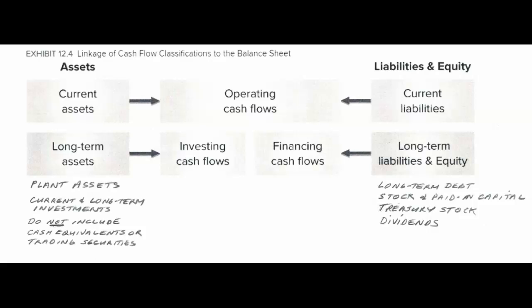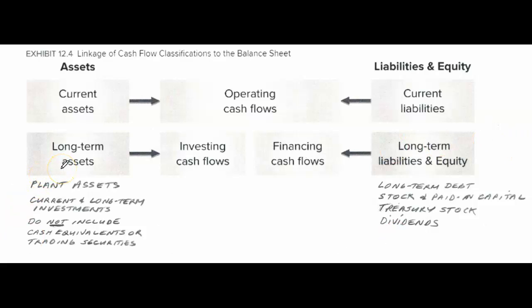Changes in current assets and current liabilities affect the operating activities section when we use the indirect method. And we're not using the indirect method in this video lecture series, so we're going to skip this part of this exhibit right now. But what I really want to talk to you about is the long-term asset section feeding into the investment cash flows, and the long-term liabilities and equity section of the balance sheet flowing into the financing cash flows.